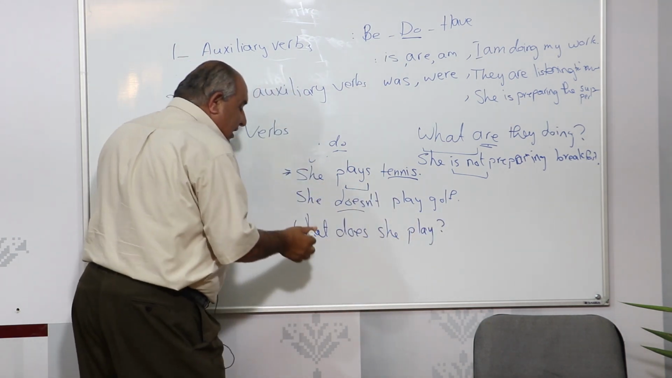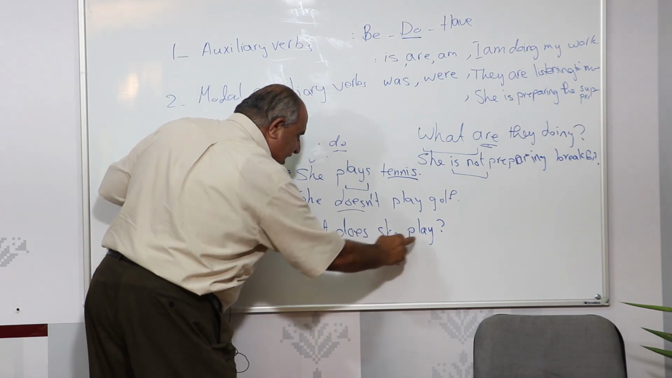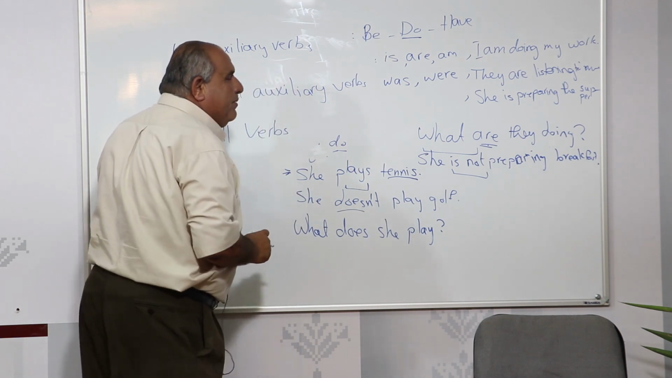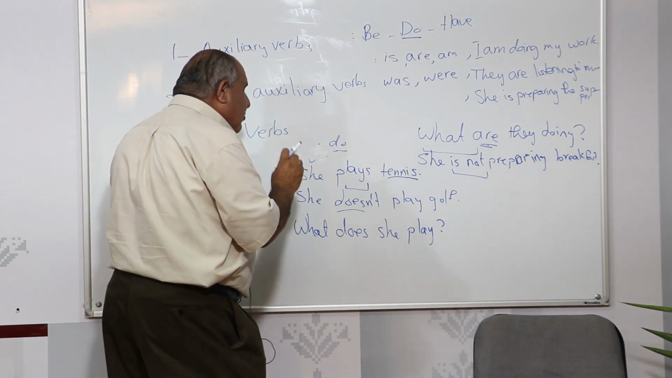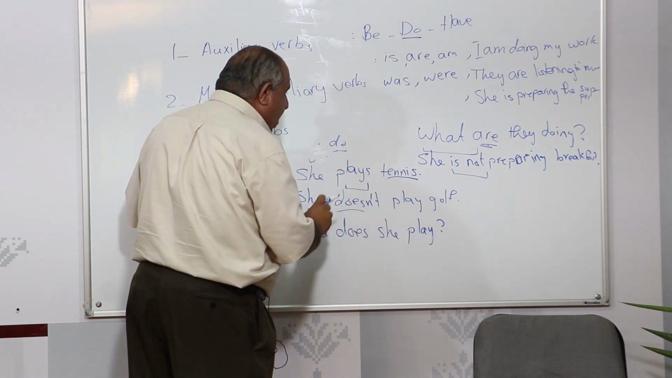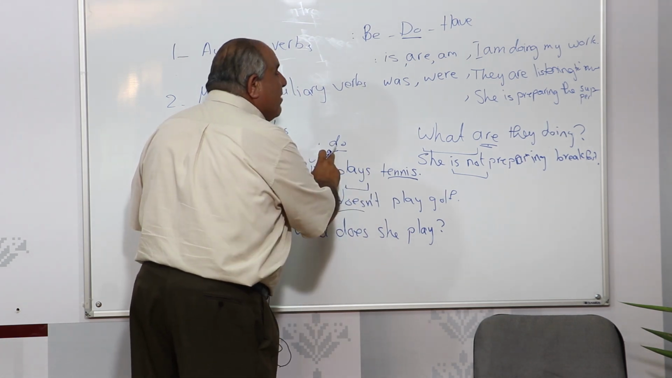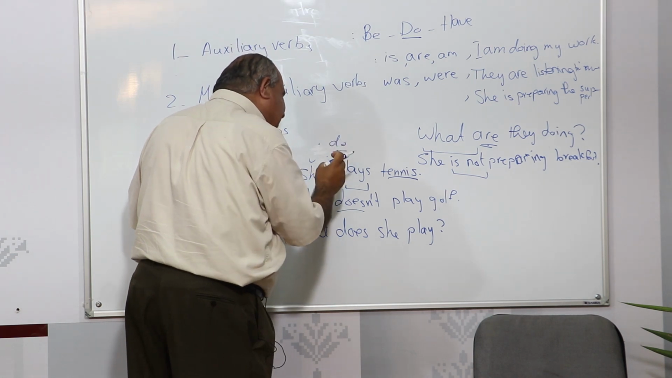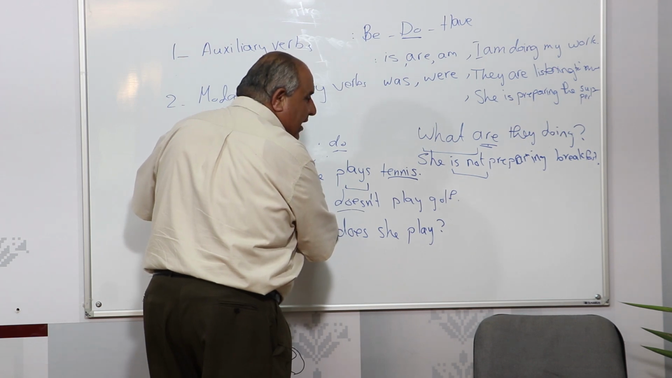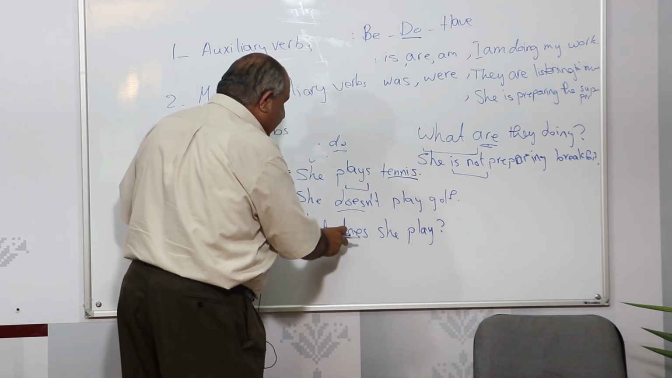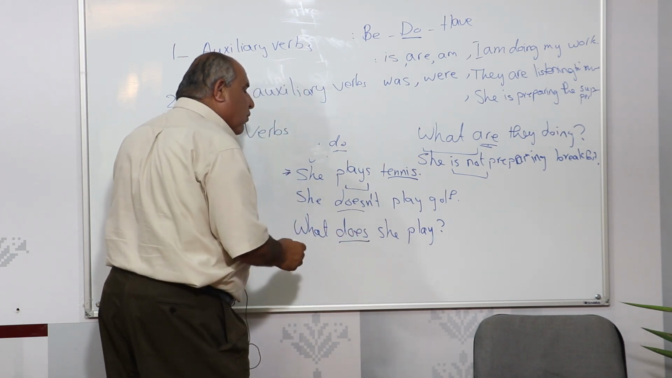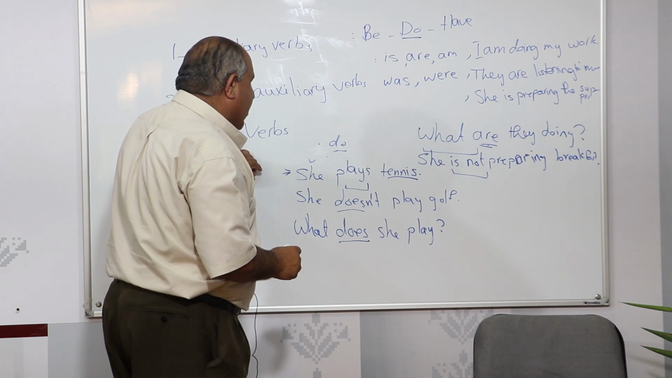Now, the answer is she plays, and the answer for what is tennis. She plays tennis. So if you want to make a question for a sentence which does not have an auxiliary verb, we make use of verb to do. So we bring do for the present, we bring does for the third singular person sentence.